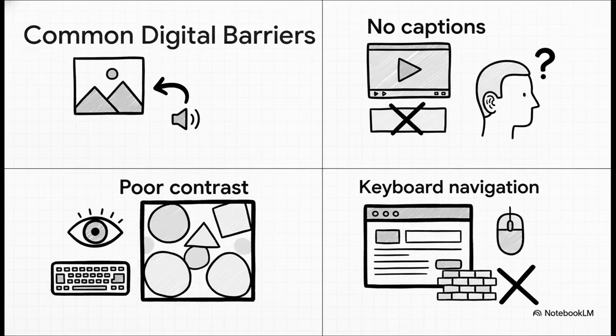So what do these digital roadblocks actually look like? Well, it can be an image without a text description, what's called alt text, which makes it totally invisible to someone using a screen reader, or a video without captions, which is just silence for someone who's deaf or hard of hearing. Poor color contrast can make text literally unreadable, and online forms that demand a mouse, they just completely lock out anyone who can't use one. These are the digital walls we have to tear down.